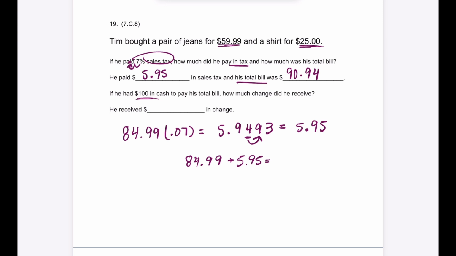And the very last part is, if he had $100 in cash to pay his total bill, how much did he receive for change? So if we're looking for change here, that means we're looking for the difference. If he had $100 and he paid with that, I'm going to subtract the 100 minus the 90.94 because that's how much his bill was, and subtract them. Okay. So when I subtract 100 minus 90.94, I receive a change back of $9.06.